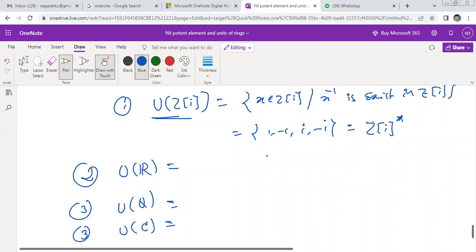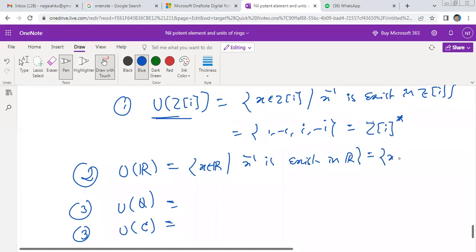ఏం చెప్పొచ్చు అంటే U of R చెప్పాల్సి వచ్చినప్పుడు ఏం చెప్తామండి? Every non-zero element. Every non-zero number is a unit. So that our answer is nothing but the set of all x belongs to R, such that x inverse exists in R. ఎప్పుడు పాసిబుల్ అవుతుందో చెప్పండి.